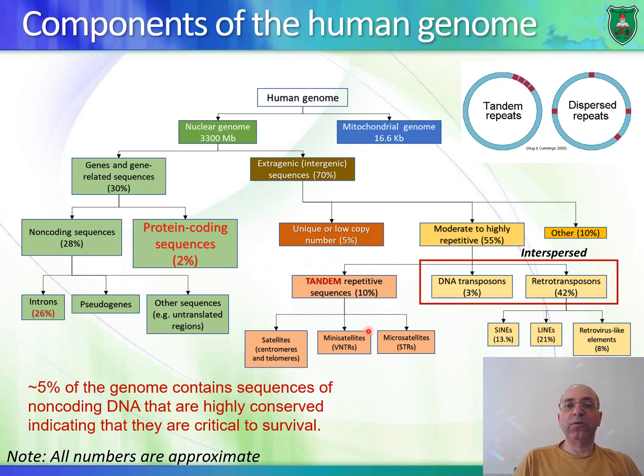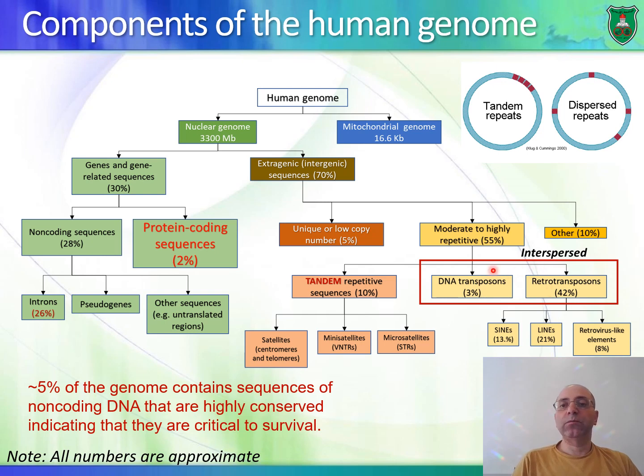Some of them are known as minisatellites. So mini means small, minisatellites. Also known as VNTRs. We'll talk about these as well. And others are known as microsatellites, even smaller than minisatellites. Okay, so we have microsatellites or short tandem repeats, STRs. Okay, so let's talk about the interspersed repetitive DNA sequences.